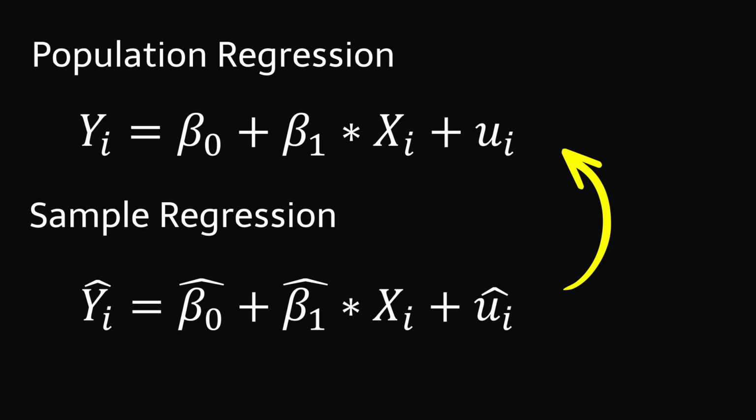Understanding this distinction is fundamental because econometrics is about using sample data to learn about population relationships. Once we can estimate these coefficients, we can move from theory to evidence and start answering real-world economic questions.